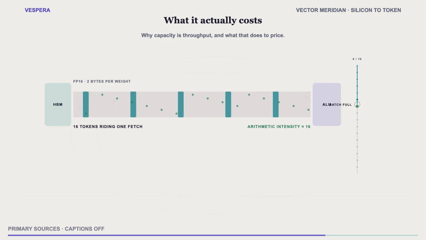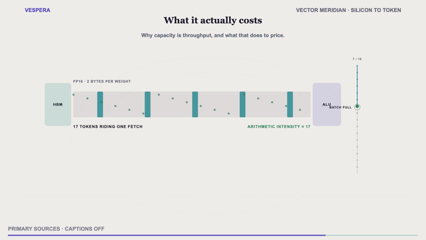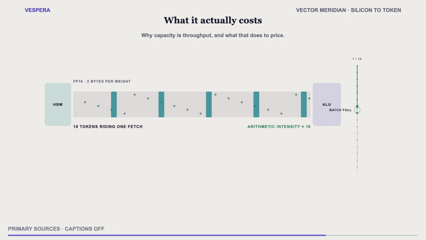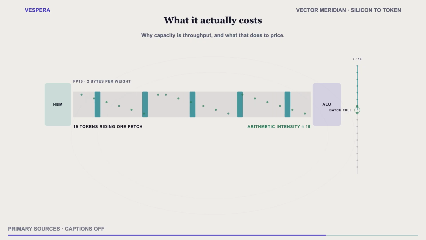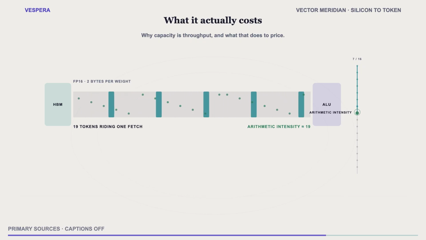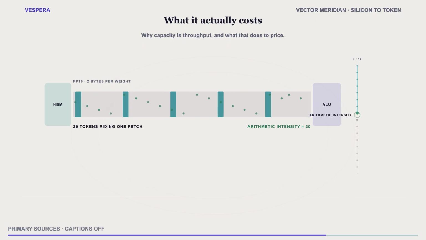Now, the tension that shapes every product built on this, and it is worth stating because it explains pricing you have probably wondered about. Throughput and latency trade against each other, and they are not two goals. They are two ends of one curve. Batch size is the dial. Turn it up and cost per token falls while time per token rises. Turn it down in the reverse.